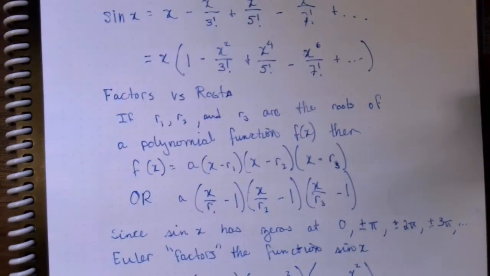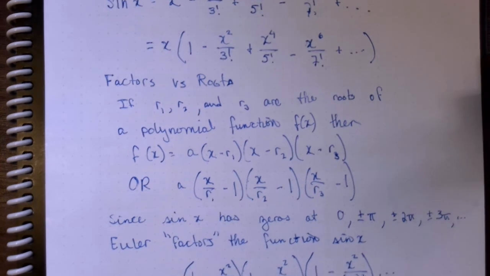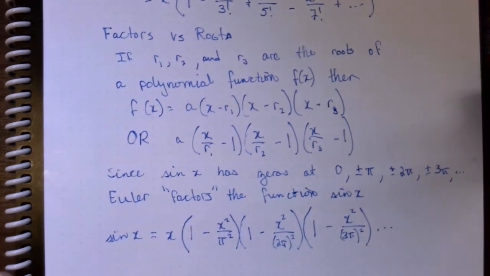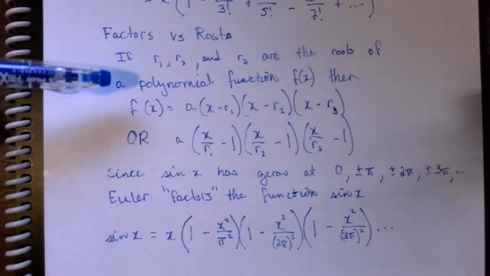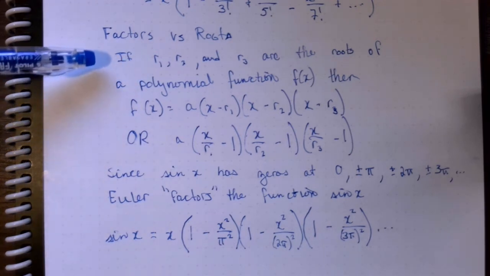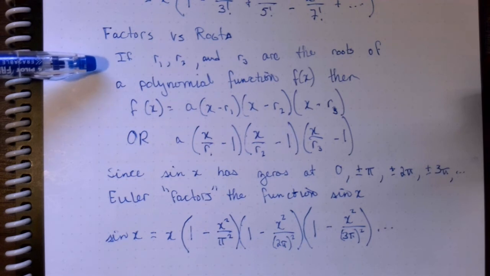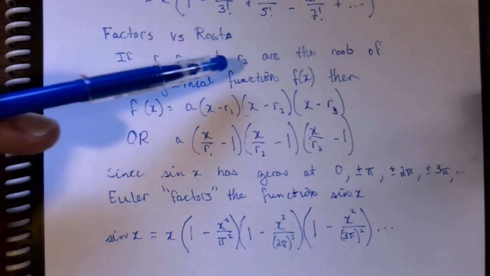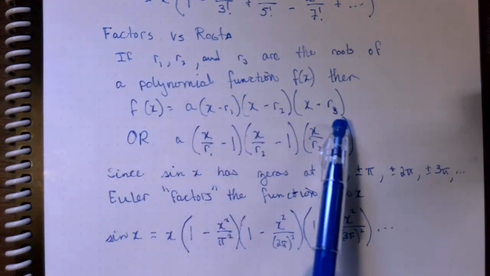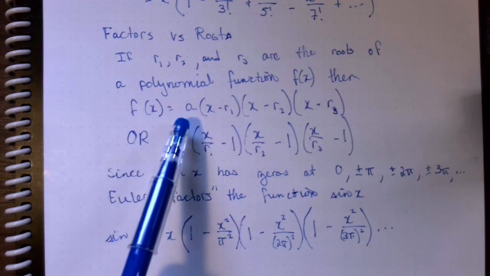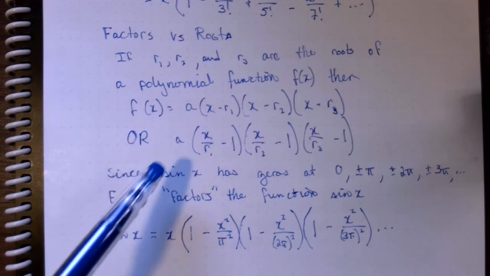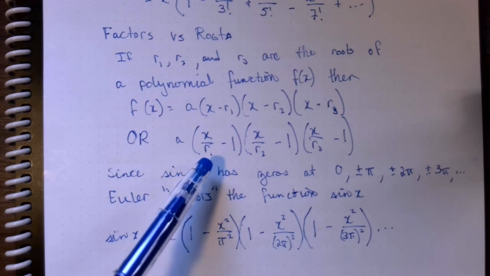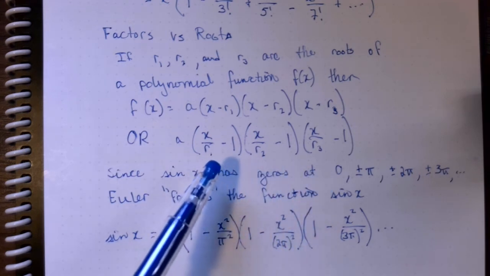Okay, and I also want to review the connection between factors and roots. So I want you to think back to your algebra here. If you know the roots or the zeros of a polynomial function, then you know the factors, and vice versa. So if these are roots of my polynomial, then these have to be the factors. I'm allowed to have a constant multiple out here if I want. I guess equivalently, I could look at factors like this. We usually don't do this in algebra, but this is the way Euler did it, and he had a very specific reason that we'll talk about in just a sec.